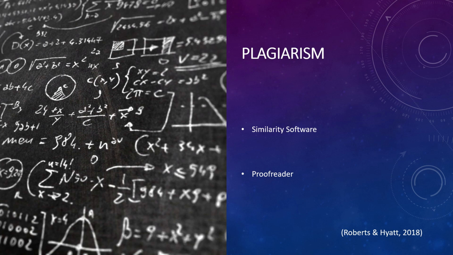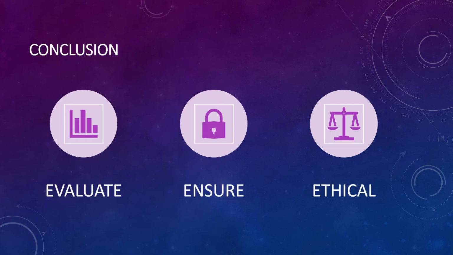Plagiarism is a great ethical concern for researchers. Whether intended or not, researchers cannot take the ideas of others and use them as their own. Plagiarism can be avoided through careful background research, the use of similarity software, and by having a subject matter expert proofread one's work. Ethical considerations are important for a research study to be valid and reliable.